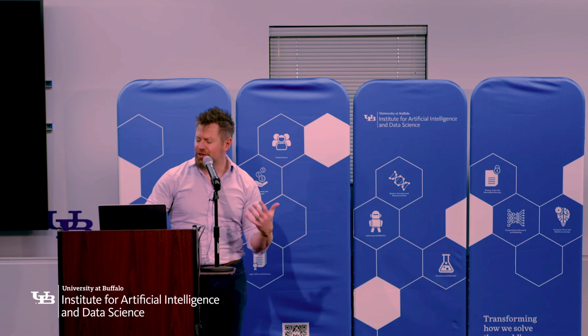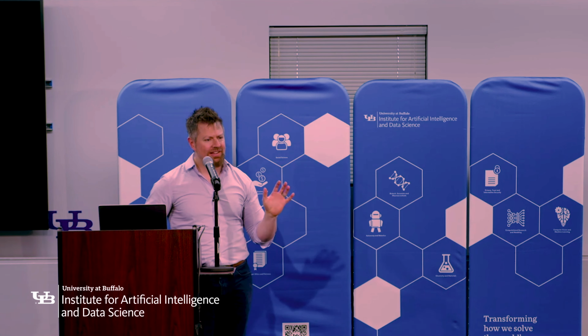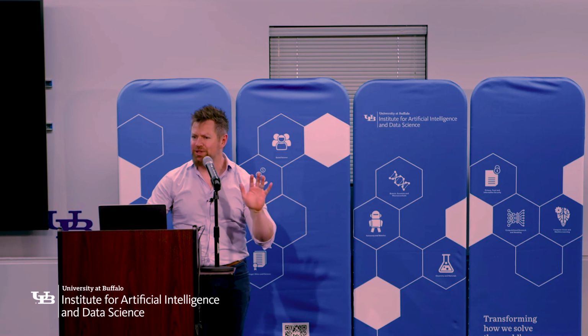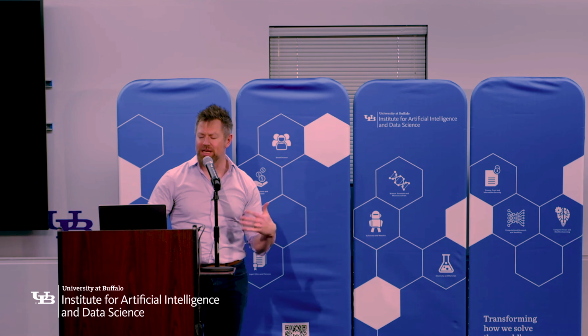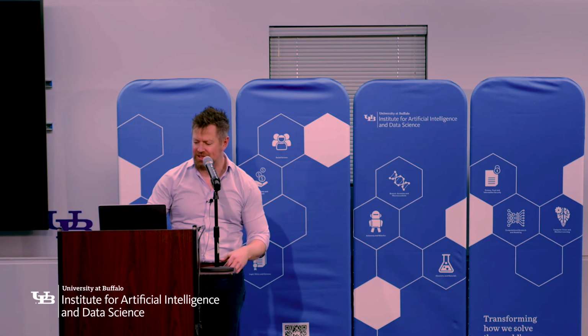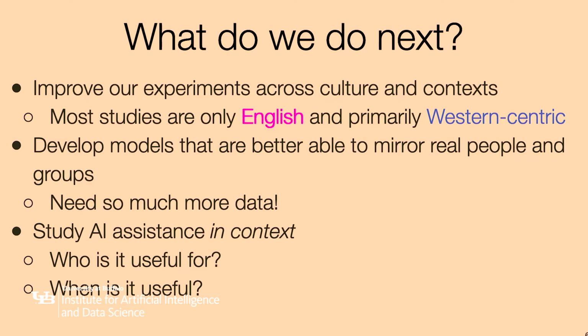We do need models that are better able to mirror real people, and this is going to require so much more data that is not present currently. So I think we have to be more careful and conscientious in the way that we create AI systems, who's present in that data. And then again, thinking about AI assistance in context. Who is it useful for, and when is it actually useful?